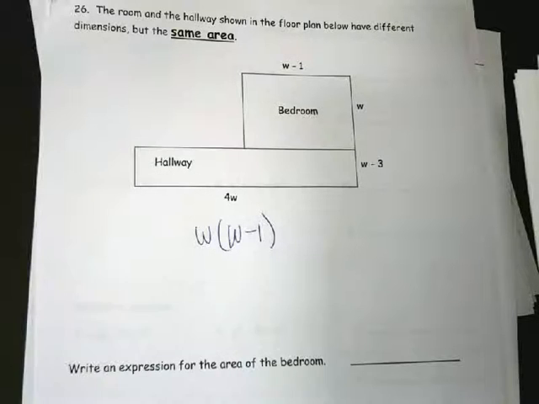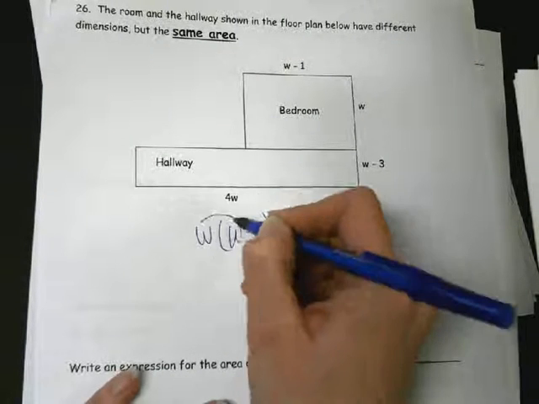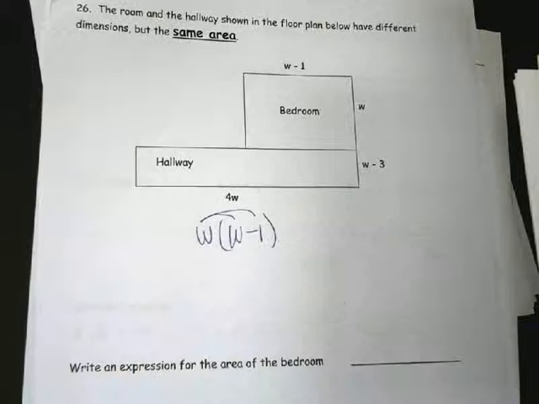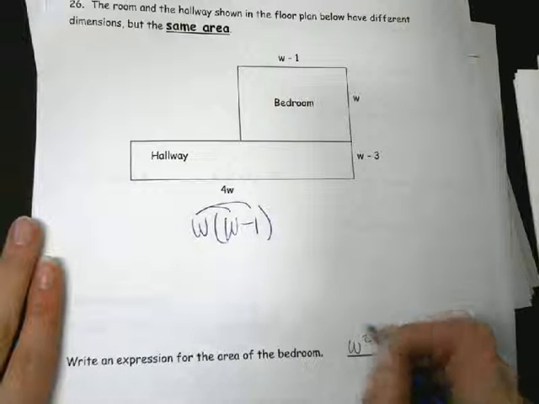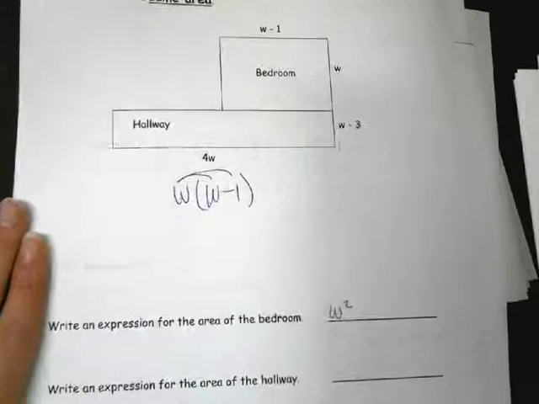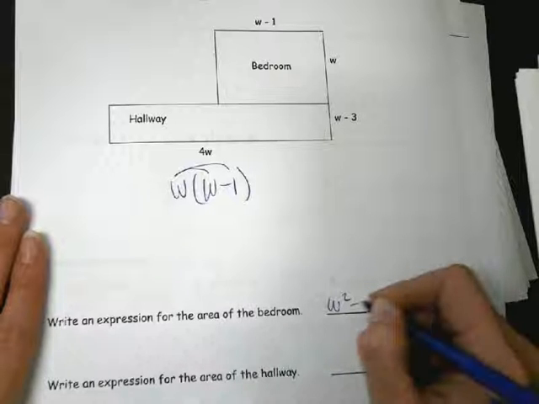But I want to go ahead and simplify it, right? So you guys know how to multiply that back in. What's W times W? W squared. And then W times the negative 1, negative W.